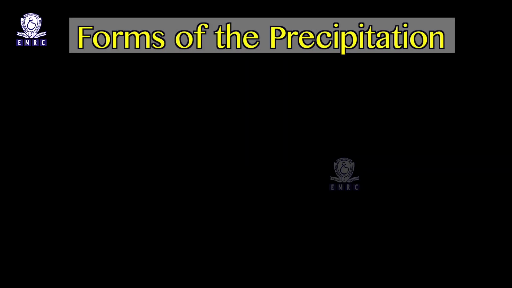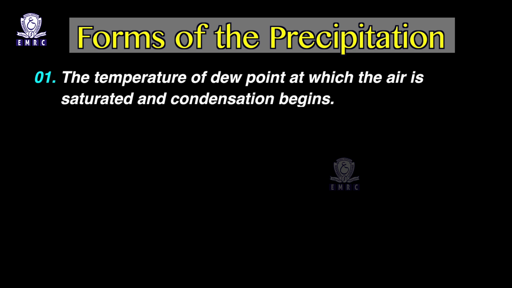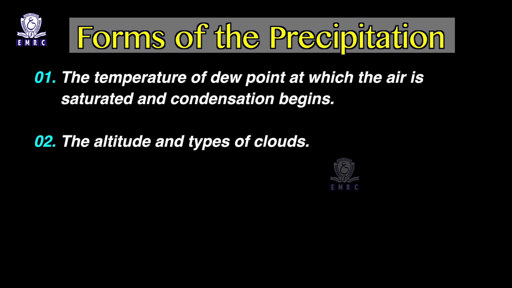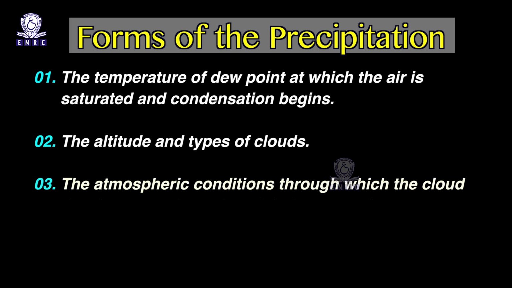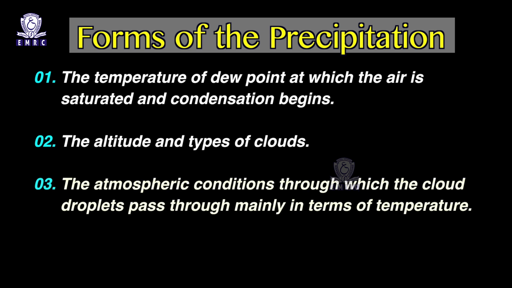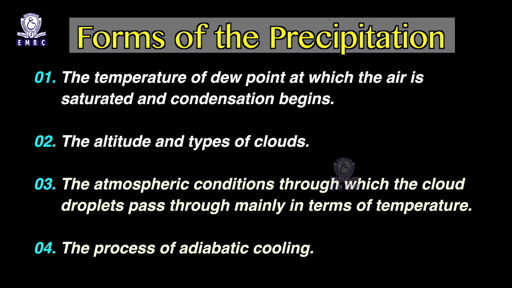Forms of precipitation. The precipitation of atmospheric moisture occurs in a number of different ways depending upon the temperature of dew point at which the air is saturated and condensation begins, the altitude and the types of the clouds, and the atmospheric conditions through which the cloud droplets pass, mainly in terms of temperature. The process of adiabatic cooling, that is the cooling caused either by mechanical lifting of the moist air and consequent expansion of the air leading to decrease in the temperature, increasing relative humidity, and ultimately condensation of moisture, or by dynamic lifting of the moist air either by radiation or by frontal activity.